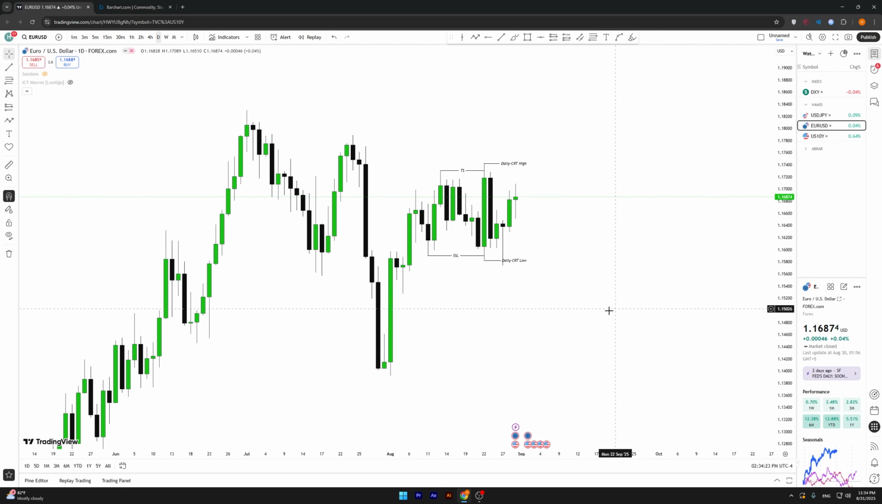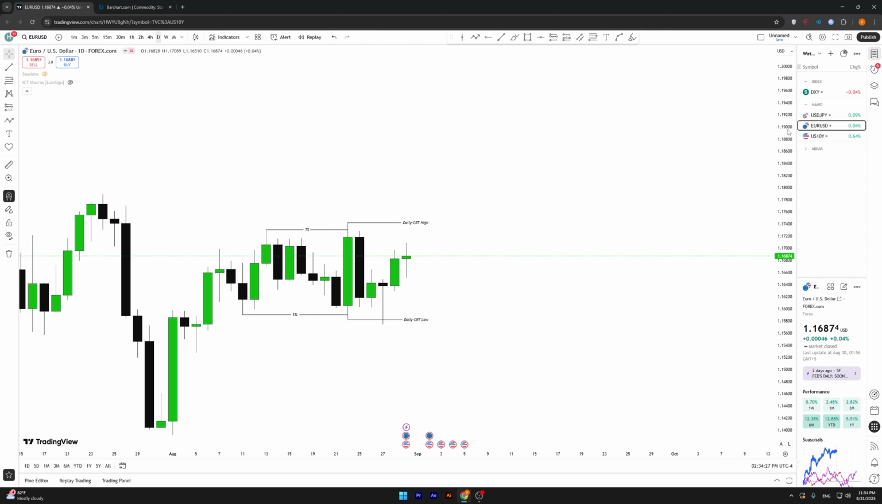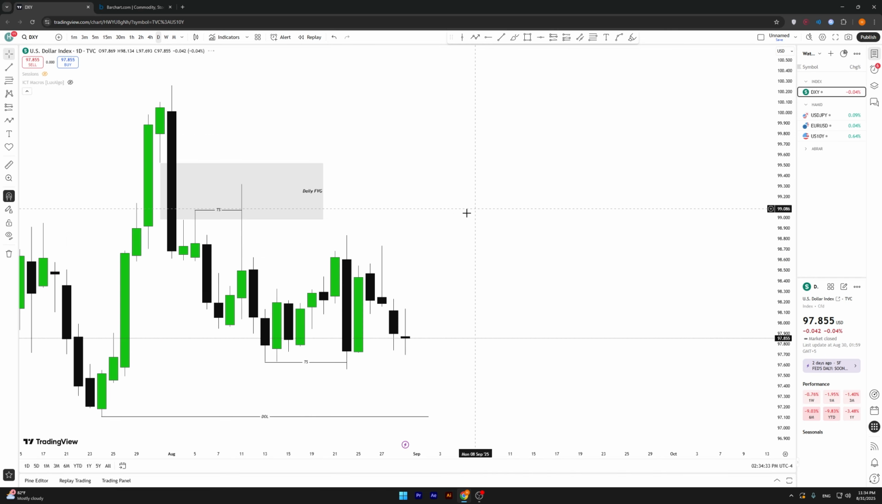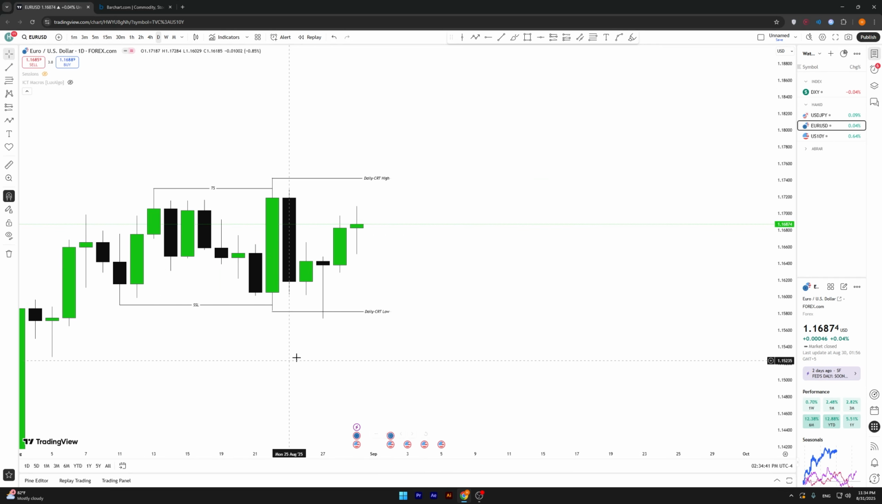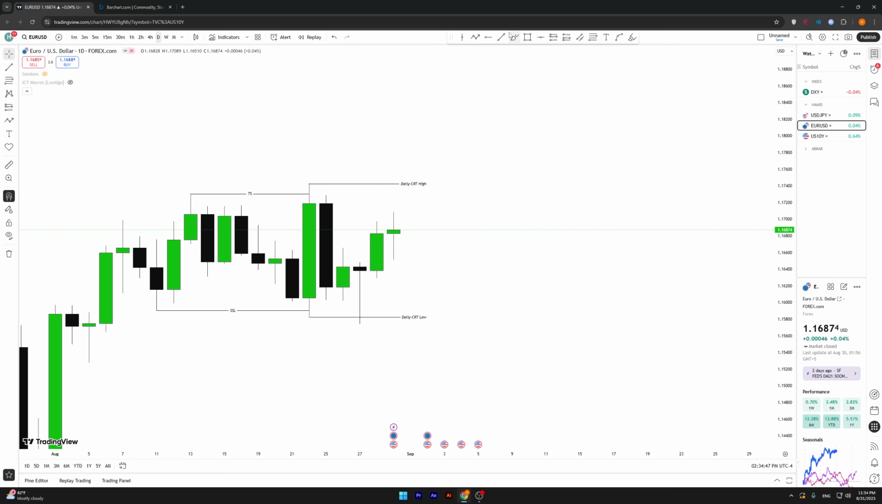Now if you look at the daily time frame, as you can see, price was trading in a range. As I already explained in DXY, price didn't sweep the range high or range low, but in EURUSD price swept the range low. This was the range high, this was the range low. Price swept the range low.